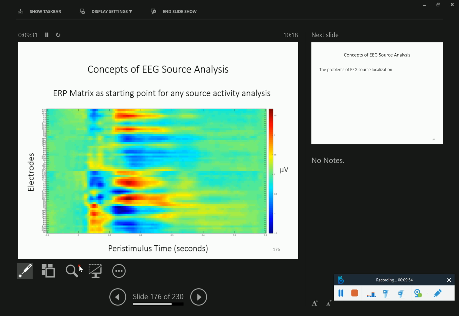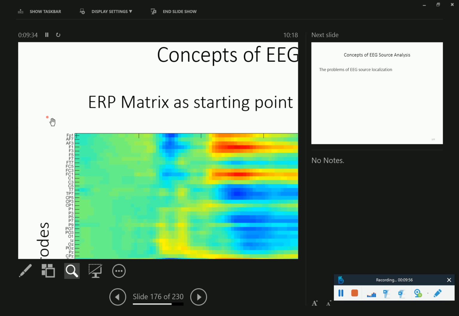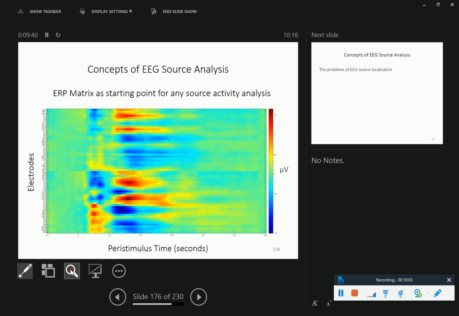So here, a little bit small in terms of axis labels, are 64 electrodes with the standard labels, as you have memorized all of them now. That was a joke.